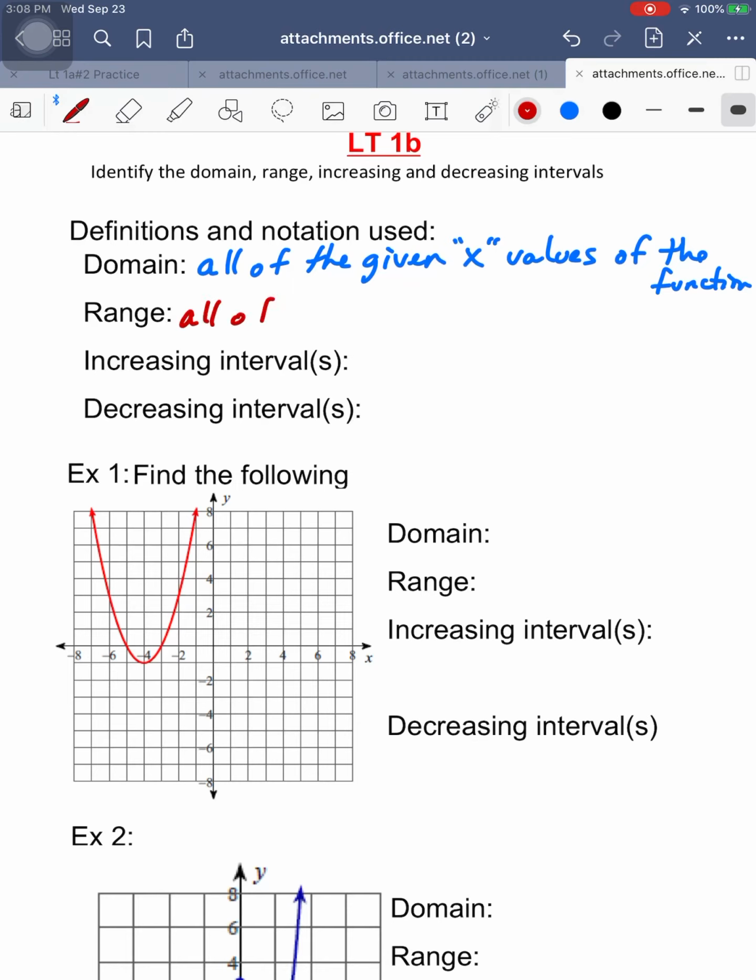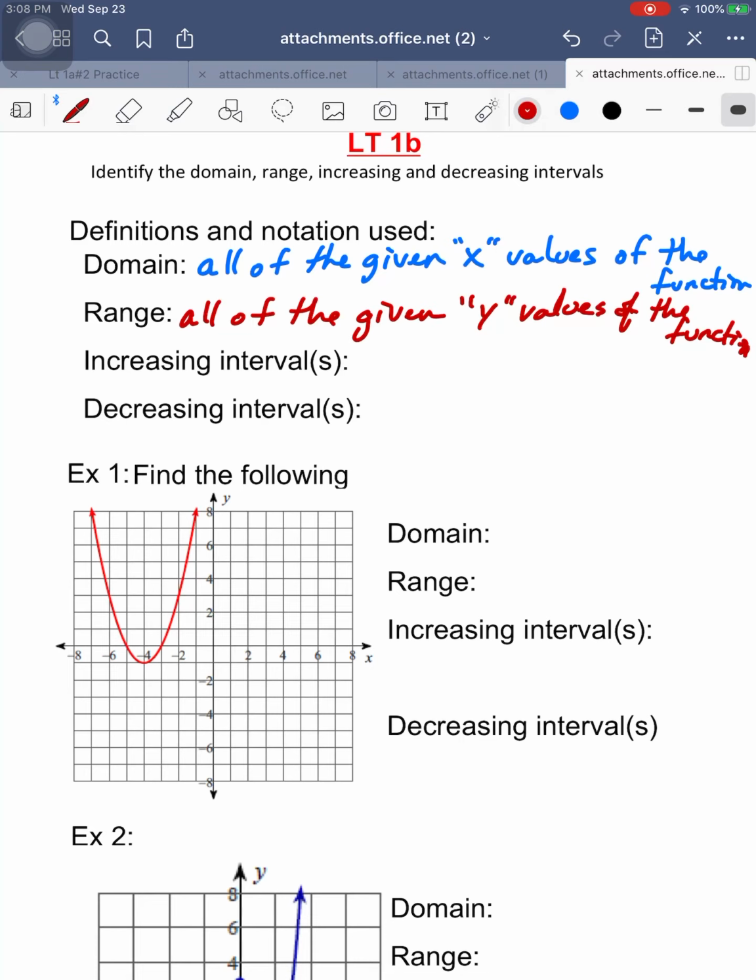Range is all of the y values of the function. So you can think of that as how low does the graph go? Like, looking at the graph, how low does it go to how high does it go, from bottom to top.